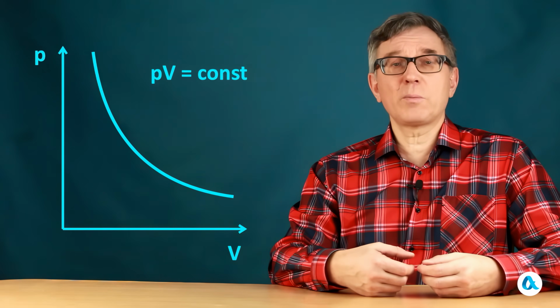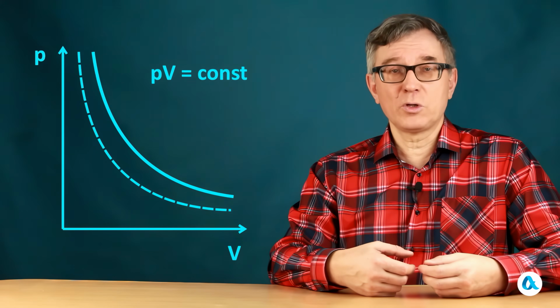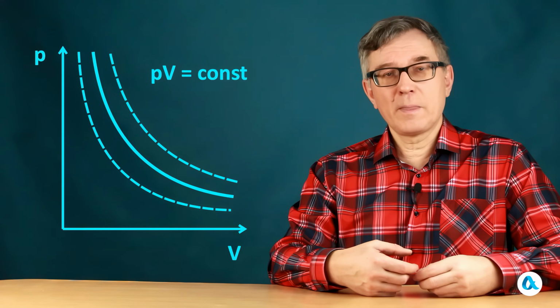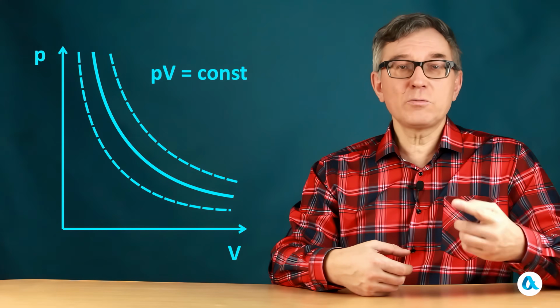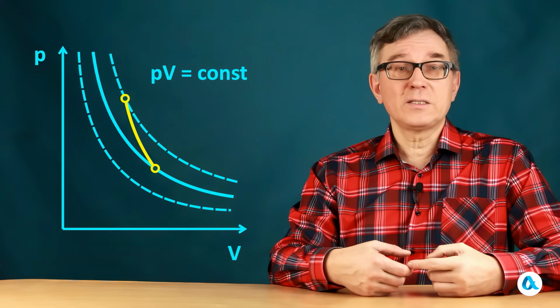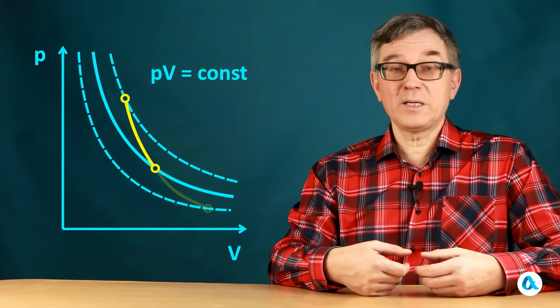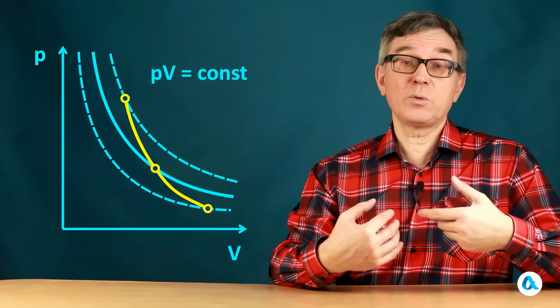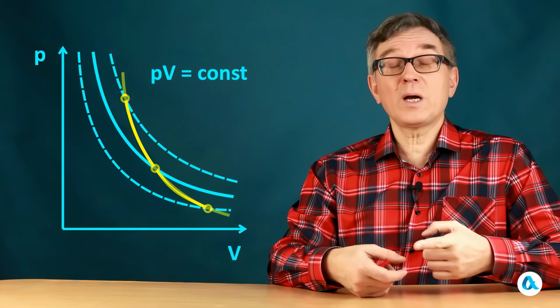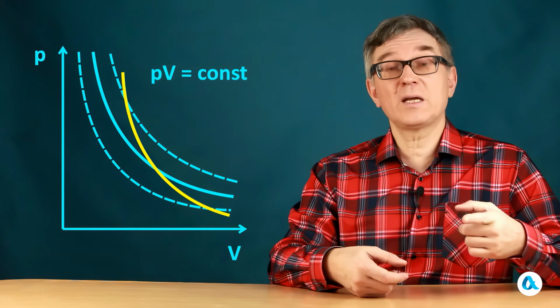I'll draw two more hyperbolas, one for a lower temperature and another for a higher one. And during adiabatic compression, the volume decreases, the temperature rises, and we move to a higher isotherm. Accordingly, during adiabatic expansion, the temperature drops and we move to a lower isotherm. That's why the adiabatic curve is steeper than the isotherm curve.